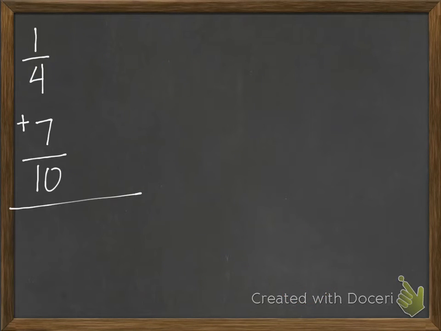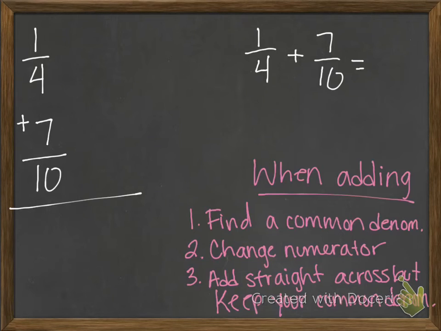Okay, I would like you to also write this one down. 1/4 plus 7/10. And you can either write it like that, or you can write it like this. Whichever way is easier for you. But I want you to also write these steps down real quick, please. They may help some of you. So I put when adding: First, you have to find a common denominator. Second, we have to change the numerators, the top of the fraction. And then the third step is we just add straight across, but you have to keep that common denominator.